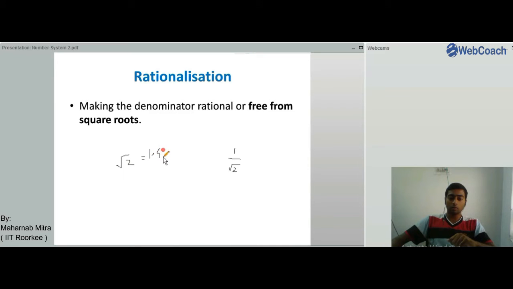It is greater than 1, less than 2, its value is close to 1.414, right? As soon as we get closer to 1.414 on the number line, we can say that approximately square root of 2 is around this point, right? Finding out square root of 2 is not so difficult. But if this number is in the fraction form, or it is in the denominator, it is very difficult to plot them on the number line.